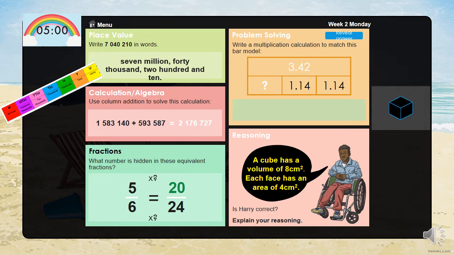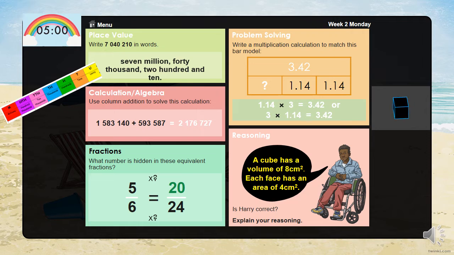But that's not the question. The question is asking us to write a multiplication calculation to represent the bar model. So what you should have written is 1.14 times 3 equals 3.42, or 3 times 1.14 equals 3.42. If you've written 3.42 divided by 3 equals 1.14, you are wrong because you had to write a multiplication calculation to represent the problem. So if you've written division or repeated addition, then you're not quite right.